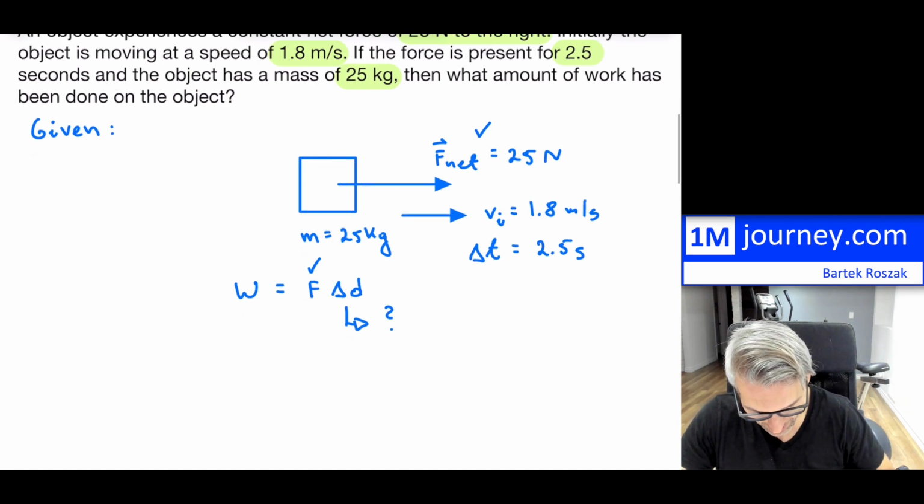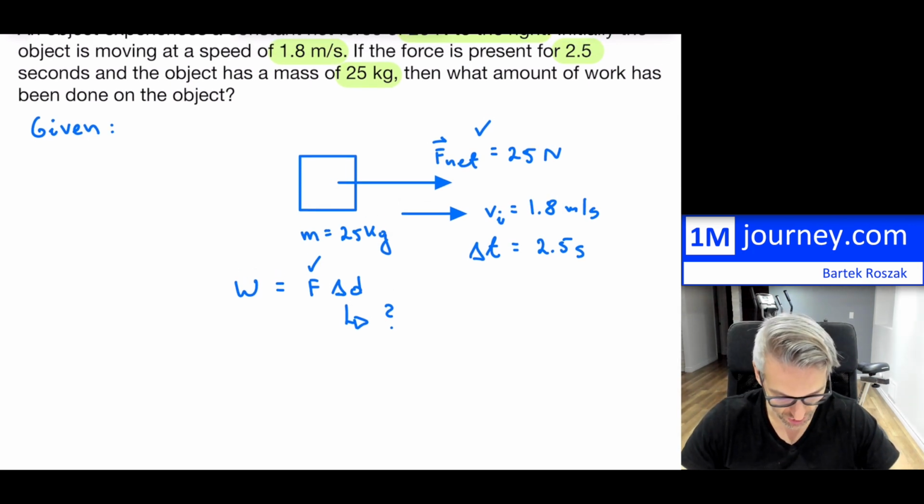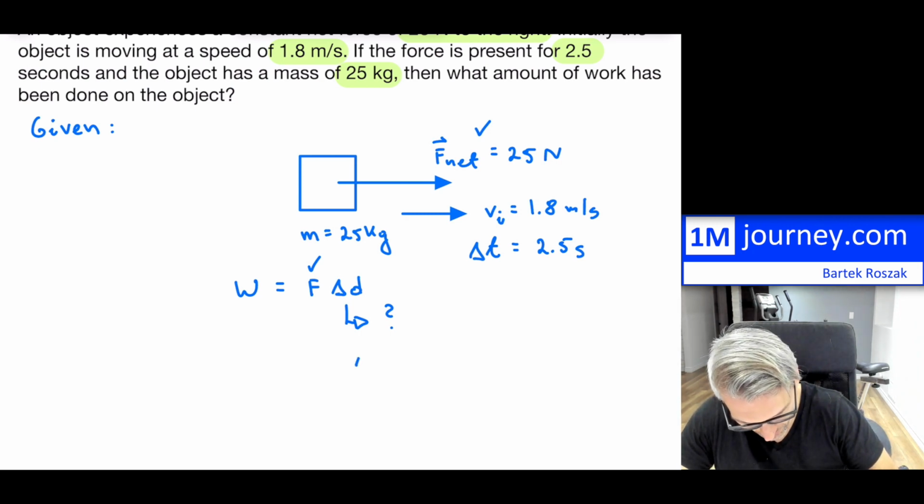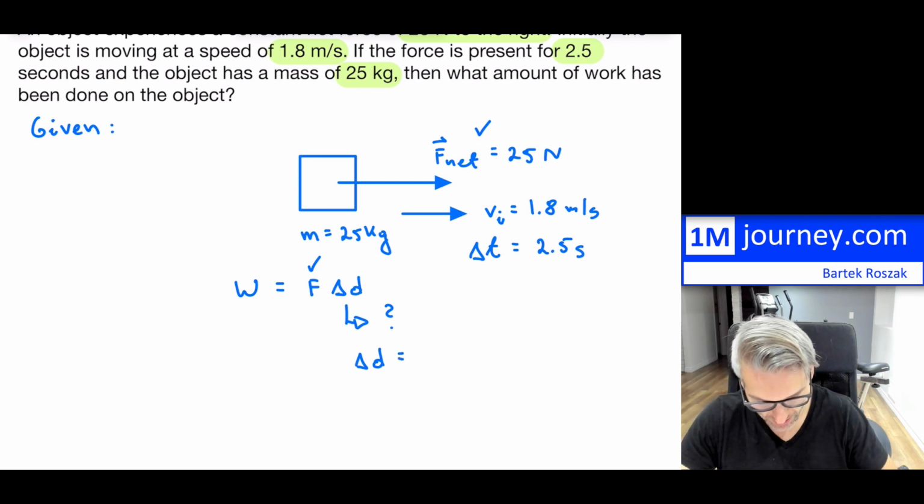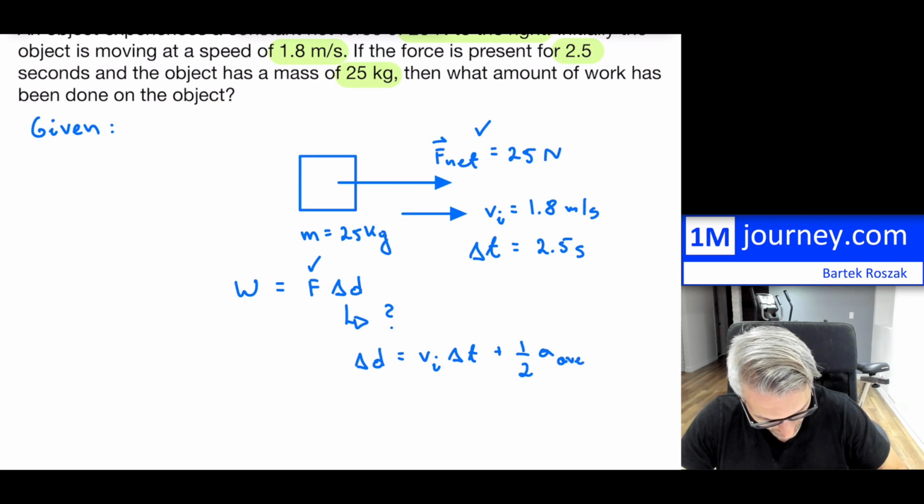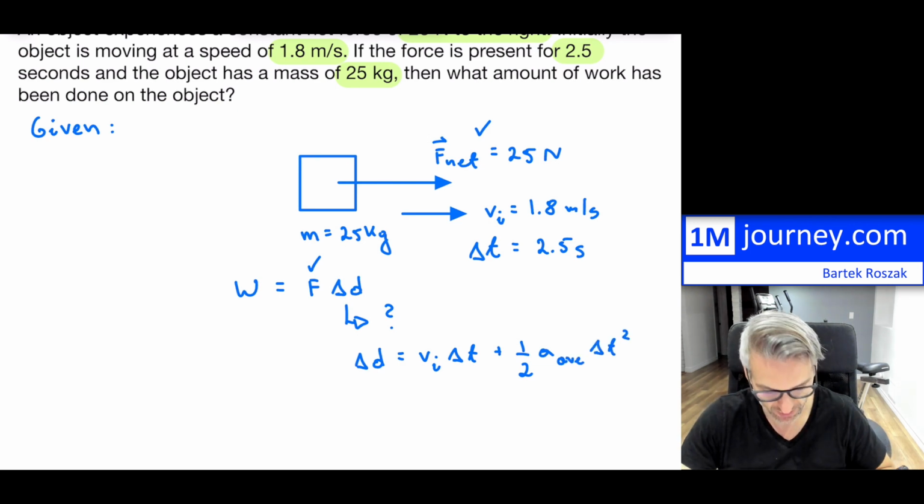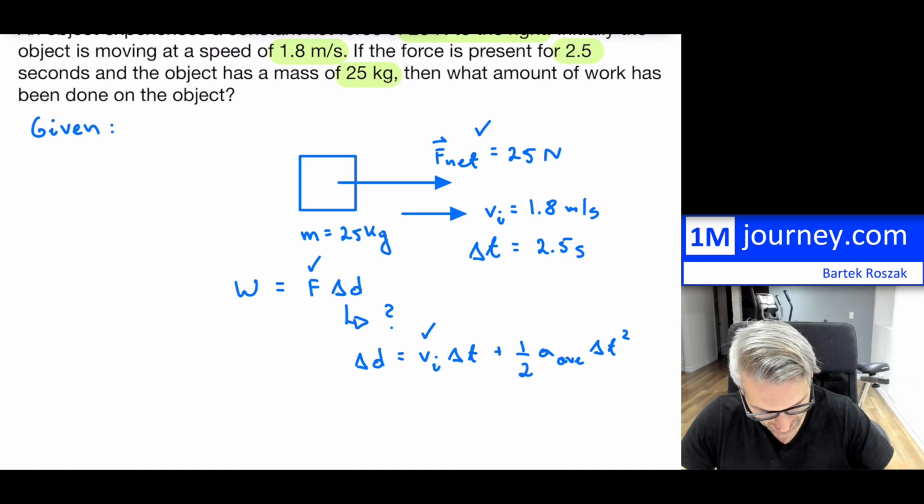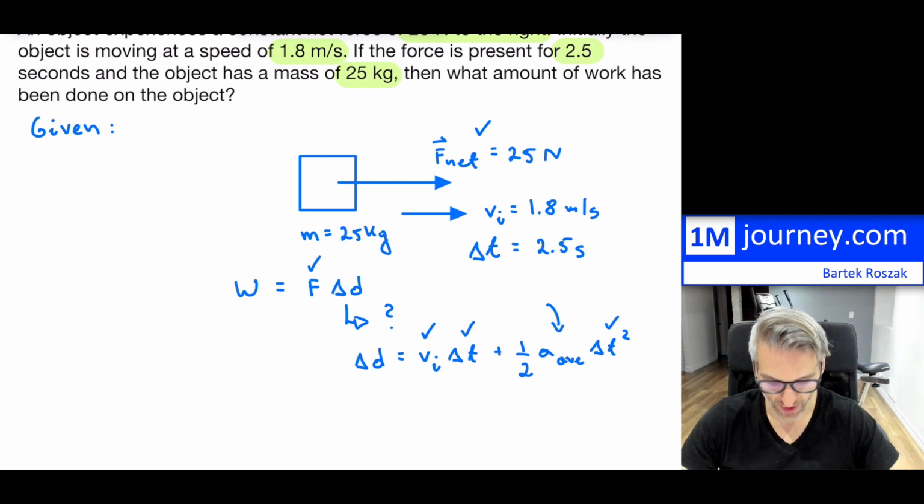Now you can find this in many various ways. Now we do know what the initial speed is. We know what the time is. So if you think back, we have delta D is equal to, so this is one of the kinematic equations, V_i times delta T plus 1/2 the average acceleration times delta T squared. Now I have this, I just don't have the acceleration of this particular object. So how would I find that?